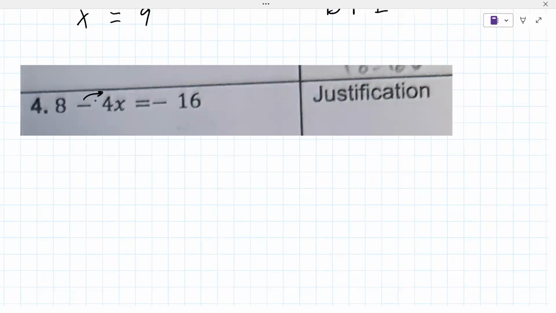Okay, so then subtract the 8 first. And then negative 4x equals negative 24. And divide by negative 4. x equals 6, which is division property of equality and subtraction property of equality.